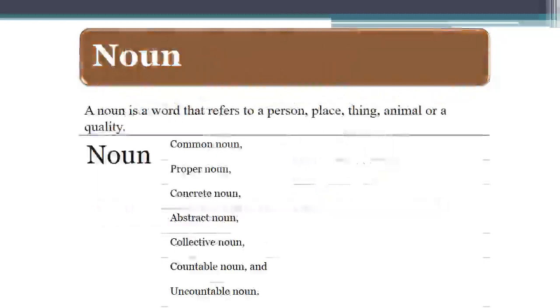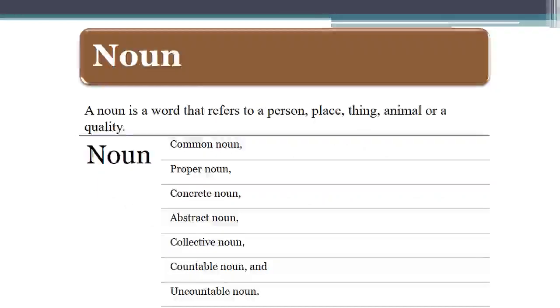What is a noun? A noun is a word that refers to a person, a place, a thing, an animal, or a quality. So a noun names. It names people, places, things, animals, feelings, and qualities. So if you look around you even now, where you are, you will find that there are different nouns.